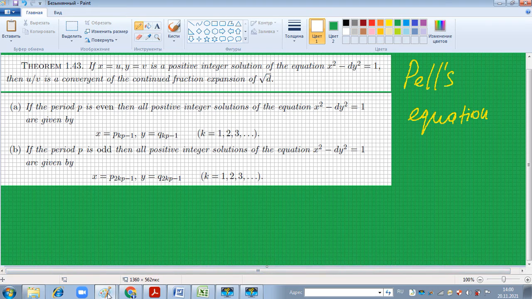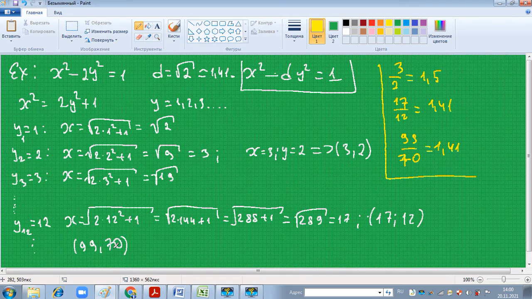Okay, let's explain these Pell's equations by example. Example: x squared minus 2y squared equals 1. By this theorem, d is 2, and the square root of 2 is approximately 1.41, and so on. First we need to transform this to the next form: x squared equals 2 times y squared plus 1, where y equals 1, 2, 3, and so on.